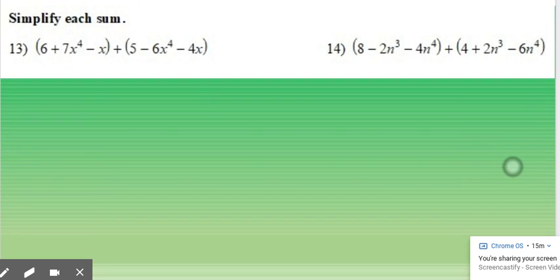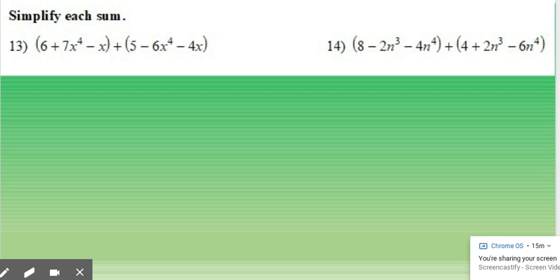All right, some more polynomial review. Some of the stuff we have not worked on from previously, I just want to come back and make sure that we talk about it again. So let's go ahead and pause the video and complete numbers 13 and 14 on your worksheet.